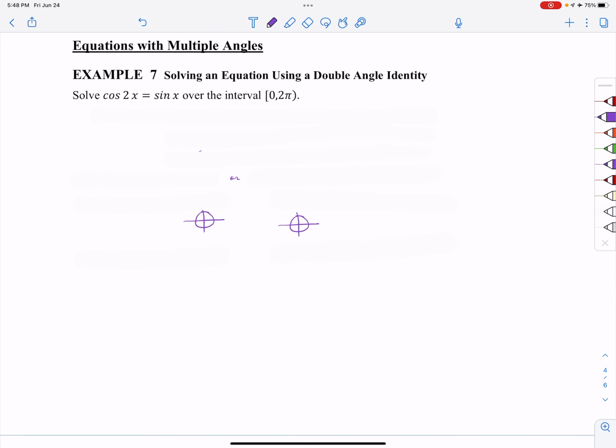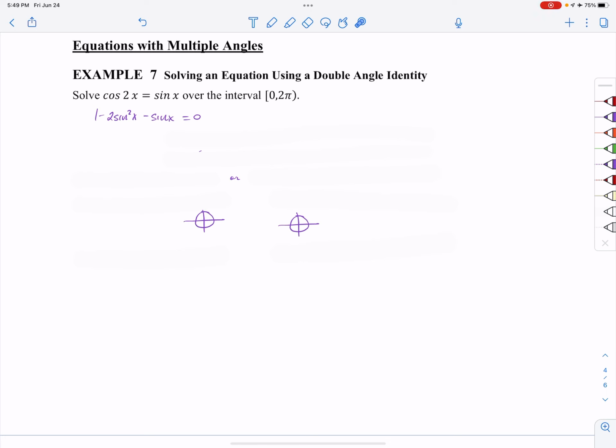Example number 7, using a double angle identity. So you notice here we've got a double angle, and so I can use one of my identities to substitute for cosine double angle. I'm going to use the one that has sines in it because I already had a sine on the other side. So cosine double angle is the same thing as 1 minus 2 sine squared.